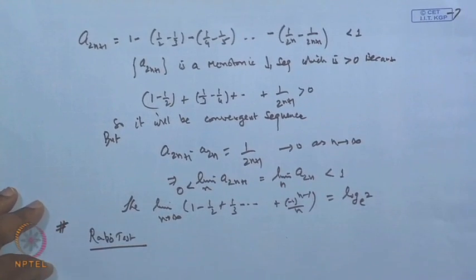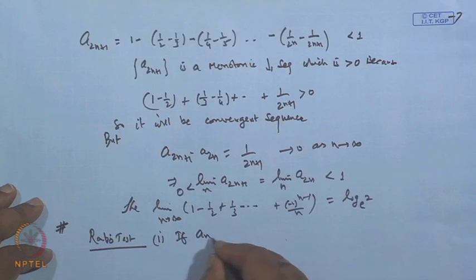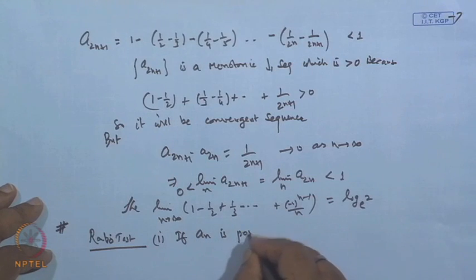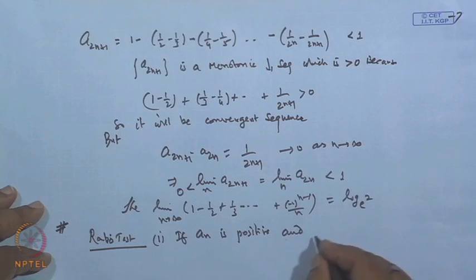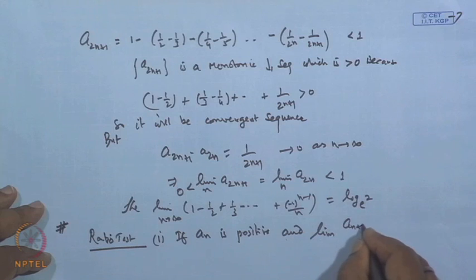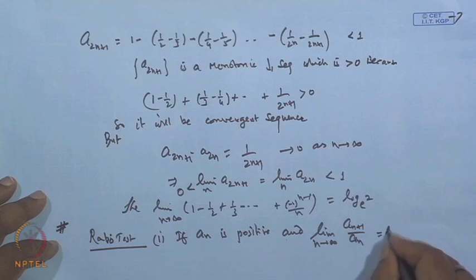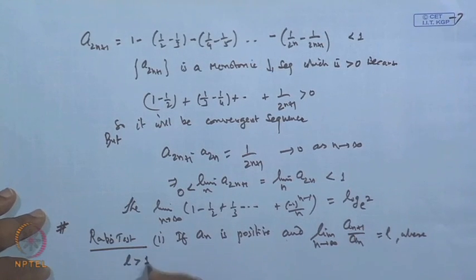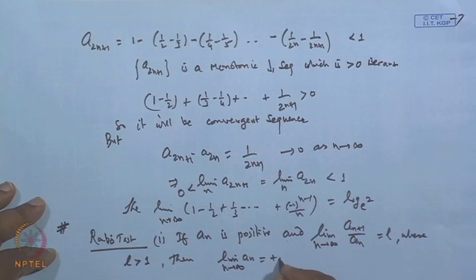So, first, the ratio test: if the sequence a n is positive, meaning the terms of the sequence are positive, and the limit of the ratio a n plus 1 by a n as n tends to infinity is L, where L is greater than 1, then the sequence a n will diverge and the limit will be plus infinity.